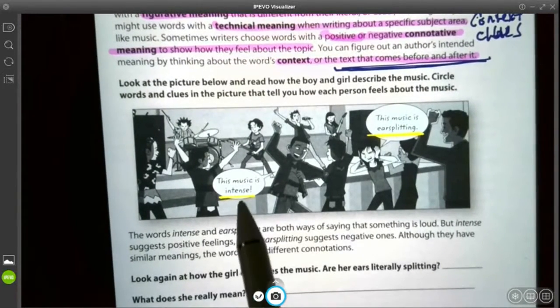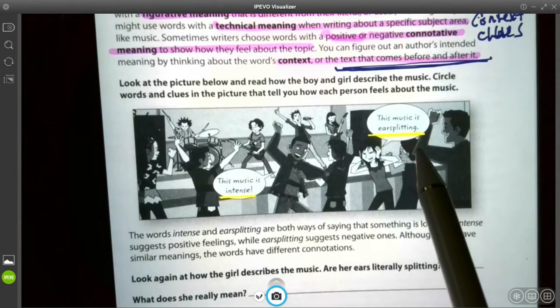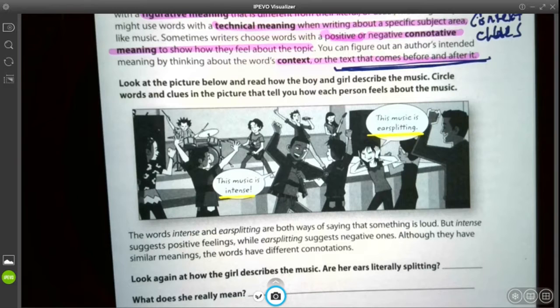So the word intense and the word ear-splitting, they both are ways to say that something is loud, but intense has a connotation of a positive feeling, and ear-splitting's connotation is negative. They have similar meanings, but they have different connotations.